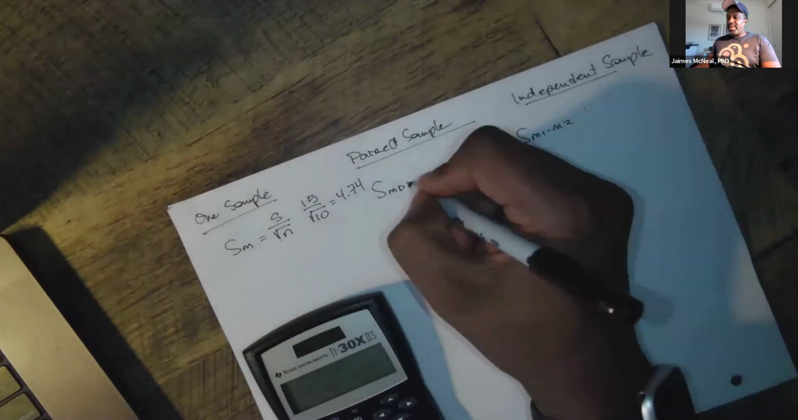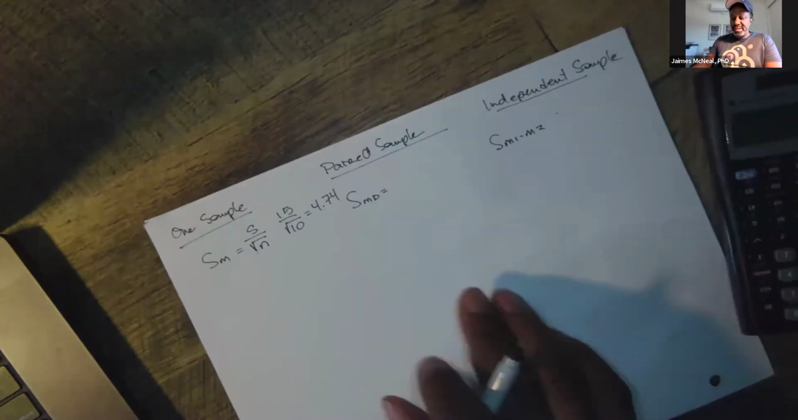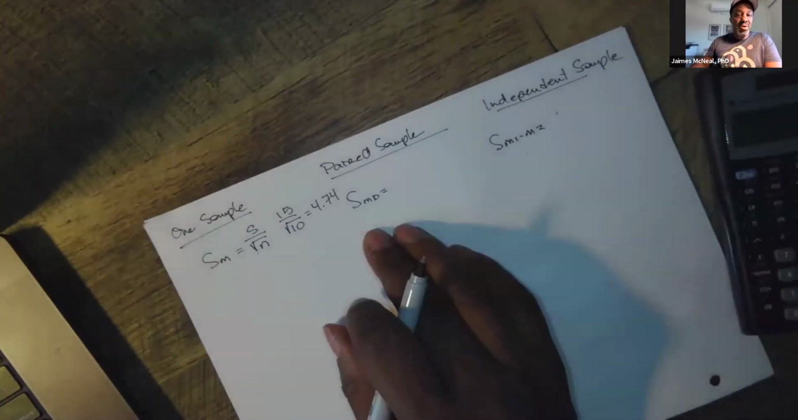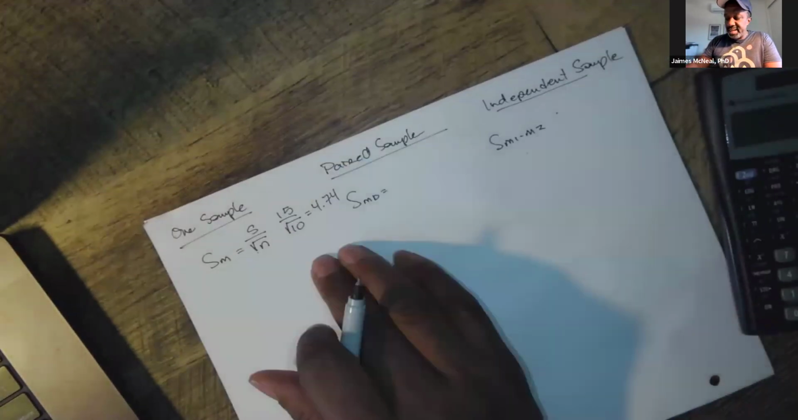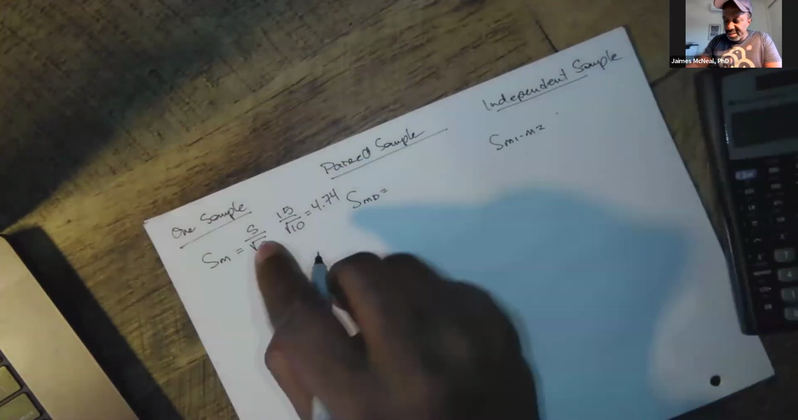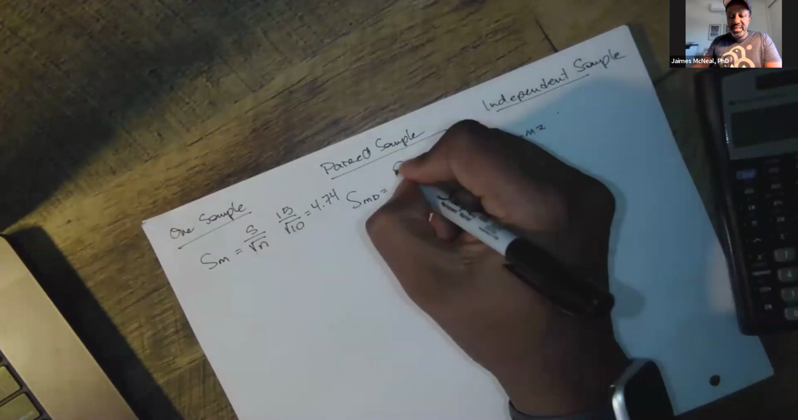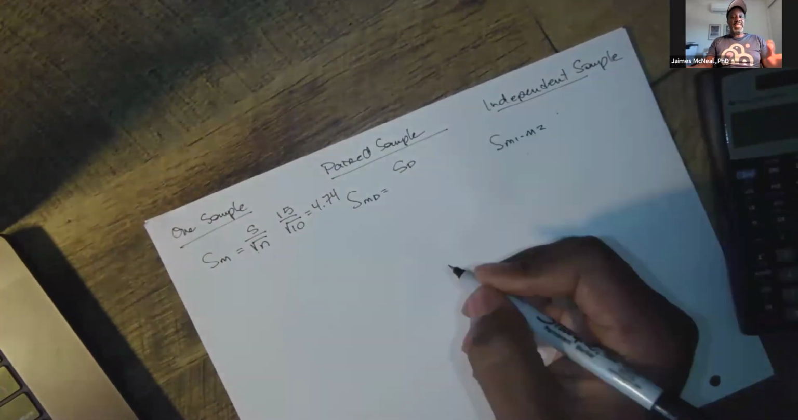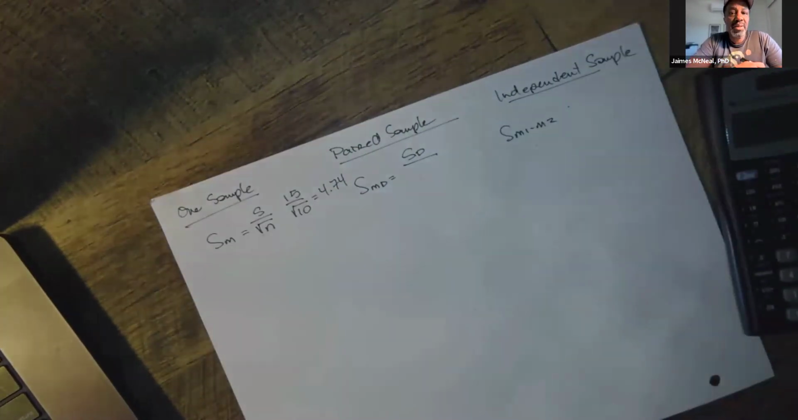The formula for a paired sample standard deviation, or the standard error of the mean difference, is, instead of standard deviation, the standard deviation difference. Because what we've done is taken the difference between time 1 and time 2. If we're looking for an increase in scores like pre-test and post-test, where we want the scores to go up in time 2, the formula for the difference is time 2 minus time 1.